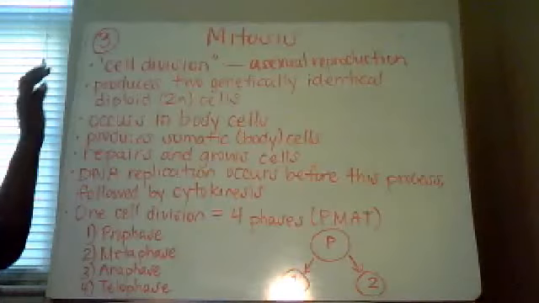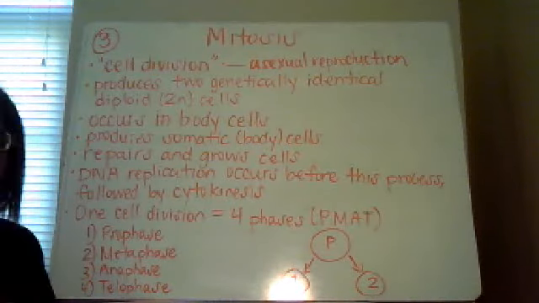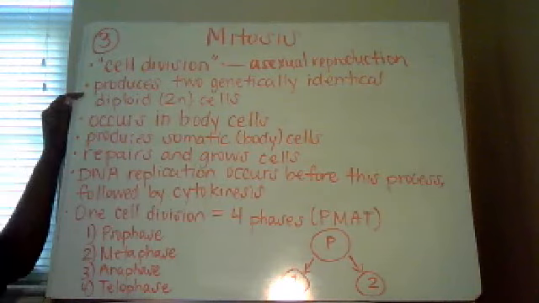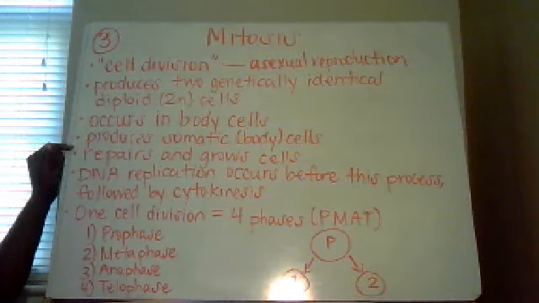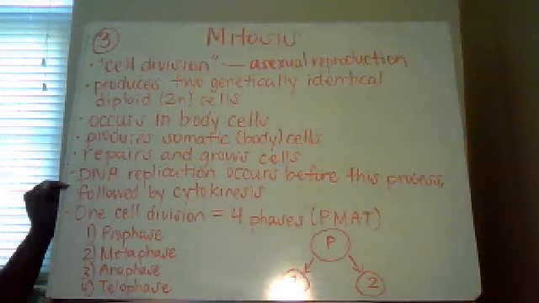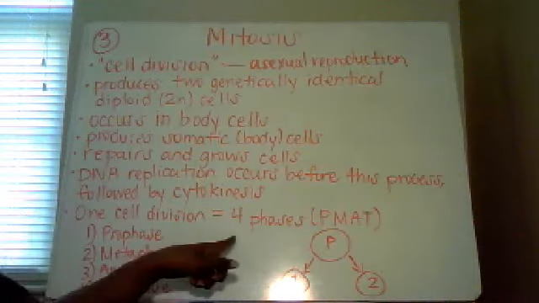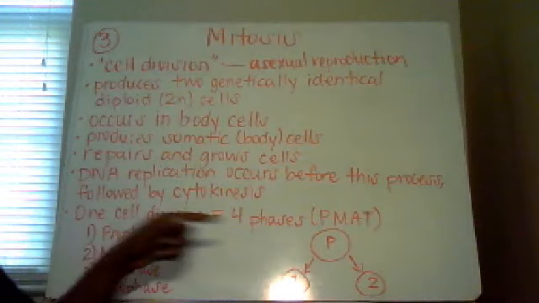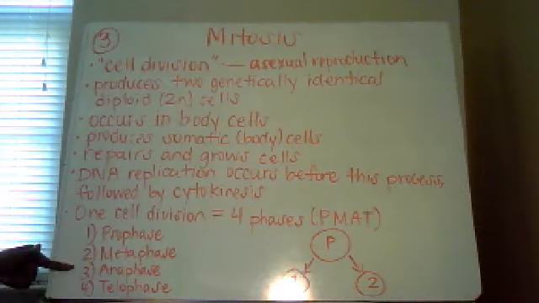Mitosis is known as cell division. It is asexual reproduction. It produces two genetically identical diploid cells. It occurs in body cells and produces somatic or body cells. It repairs and grows cells. DNA replication occurs before this process, followed by cytokinesis. One cell division happens, which occurs through 4 phases known as PMAT. PMAT stands for prophase, metaphase, anaphase, telophase.